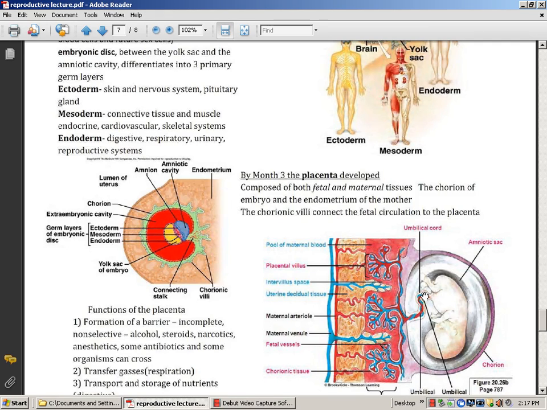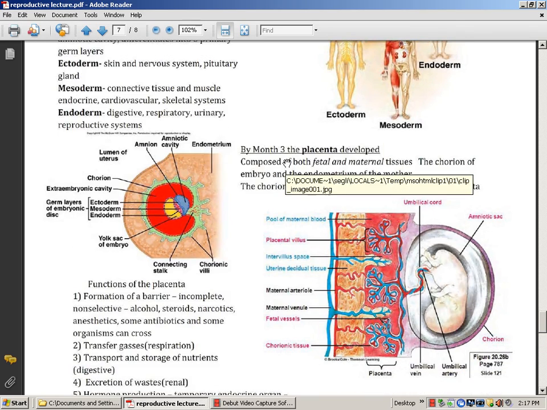Veins. Yep, so the vein in the umbilical cord is actually what's carrying oxygenated blood to the baby. All right, so gastrulation developing. Now we're going to shift up to month 3. So we're shifting into the second trimester.